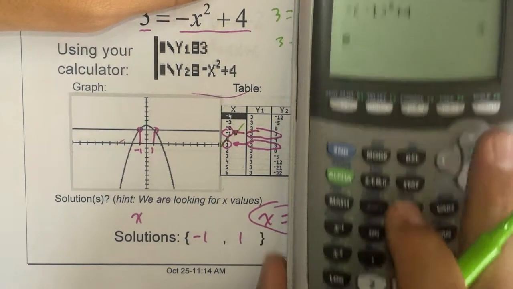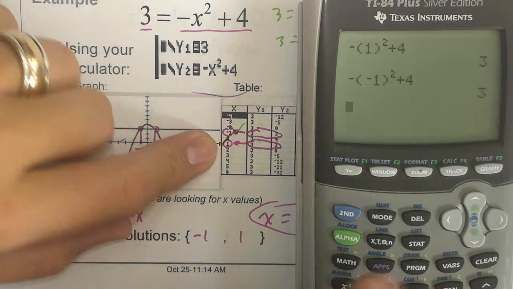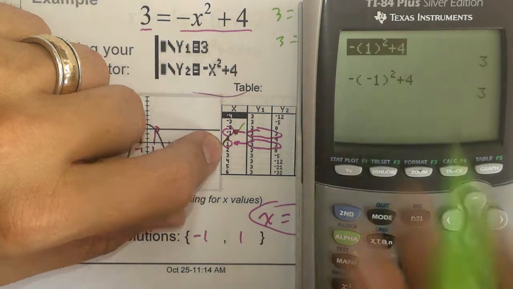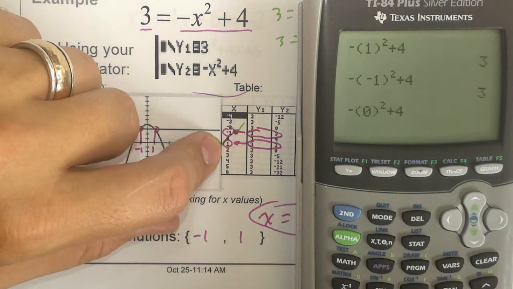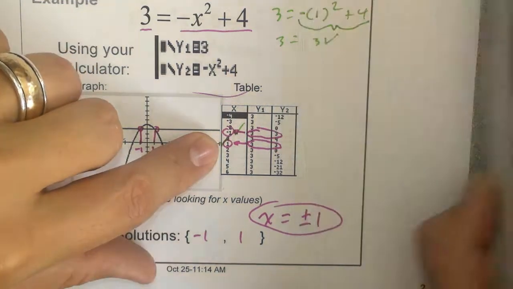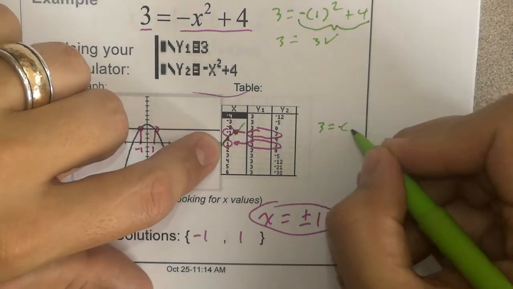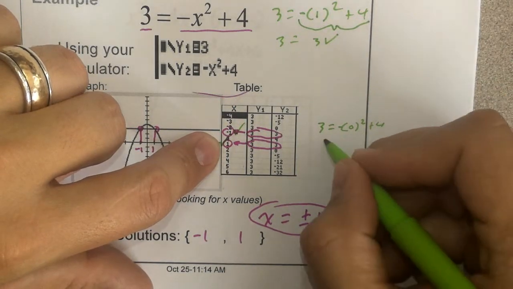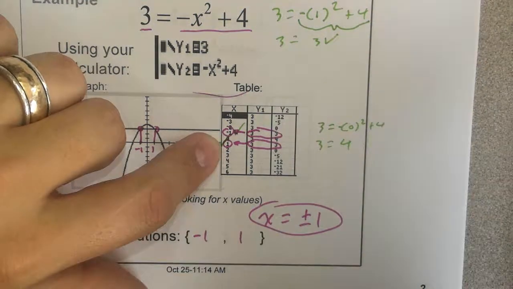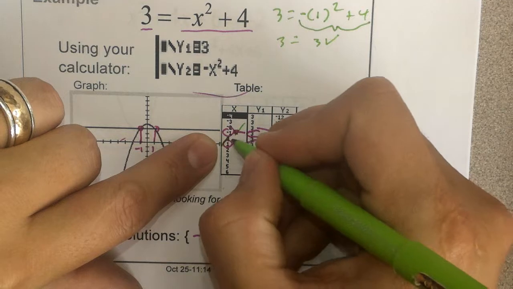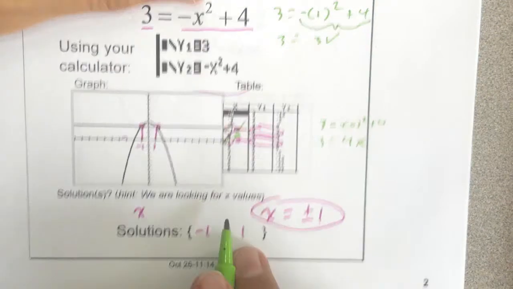Let's test one of the values that doesn't work. Let's test 0, in between the two. I'm actually going to copy the top one again, and I'm going to change that 1 to a 0. So in that case, I would get 3 is equal to negative 0 squared plus 4. 3 is equal to 4, which is what it says here. This is not a true statement, which means that one doesn't work. So my only options are negative 1 and 1. That's what I got down here.